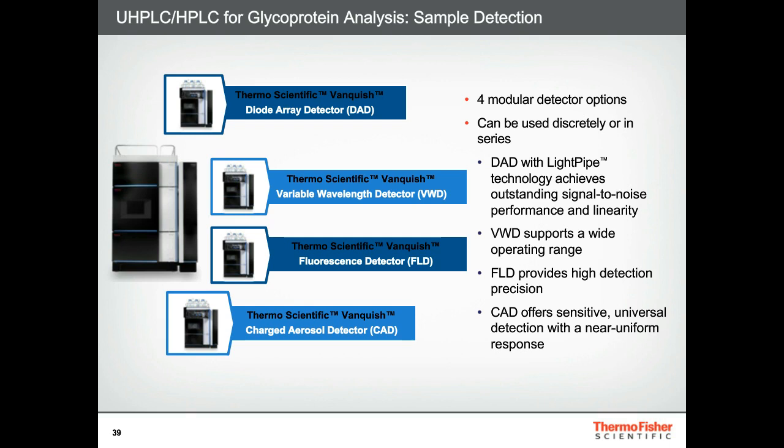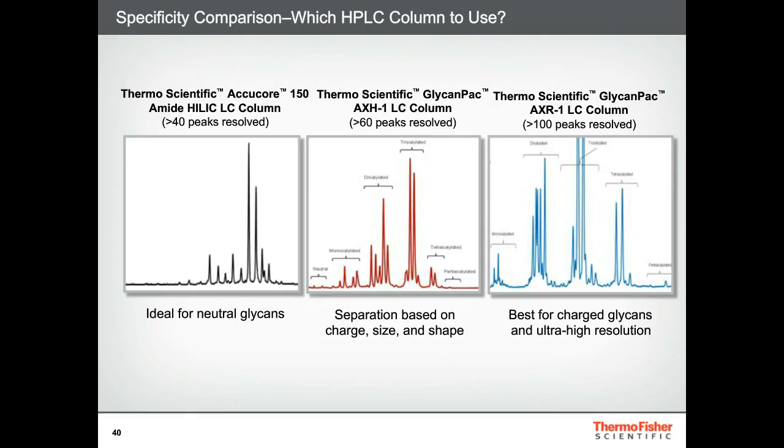For the release glycans, each column is designed to specifically meet your needs for selectivity and optimal separation. For neutral glycans, the AdvanceBio 150 amide HILIC column is ideal. Shown here on the left is the performance of the column separating bovine fetuin glycans. It is designed for the separation of hydrophilic biomolecules in HILIC mode.